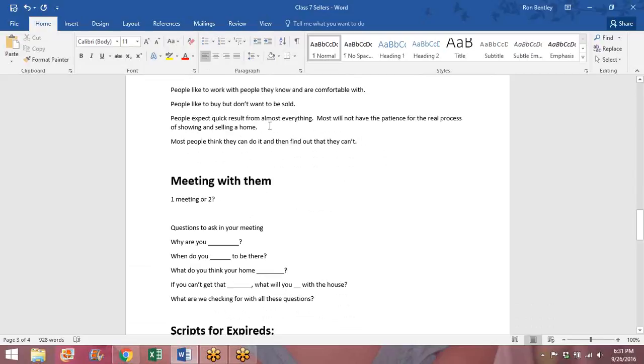People expect quick results from almost everything. Most will not have the patience for the real process of showing and selling a home. That's another human behavior. Most people want something quickly. They're not in it for the long haul. As the market changes, it's going to take patience to get houses sold. They need someone to hold their hand. That's going to be you. Most people think they can do it and then find out that they really can't.